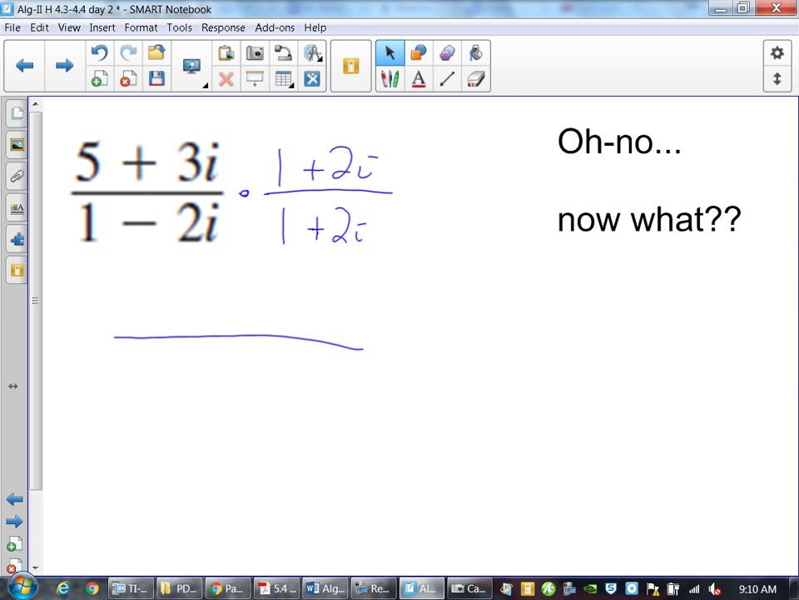I'll take care of the numerator, FOIL it out. I get 5 plus 10i plus 3i plus 6i squared. And then I do the same thing with the bottom. 1 minus 4i squared. Knowing that minus 4i squared is the same as 1 minus 4 times negative 1, I know now my denominator is 5.